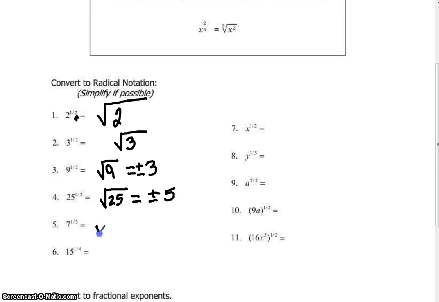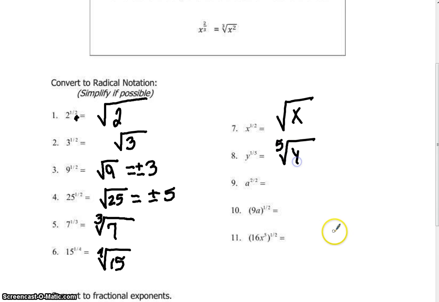7 to the 1/3, okay, so now it's not a square root, it's a cubed root. The bottom one is your root, so you got to put a 3 here. 7 to the 1st. 15 to the 1/4 is the 4th root of 15. Now, actually, you also need to be checking as you do this and make sure that you couldn't reduce it, you couldn't factor tree it. So far, we haven't had one that would. X to the 1/2 is the square root of x. Y to the 1/5 is the 5th root of y. A to the 2/2, well, realize that it reduces, and that's just a.